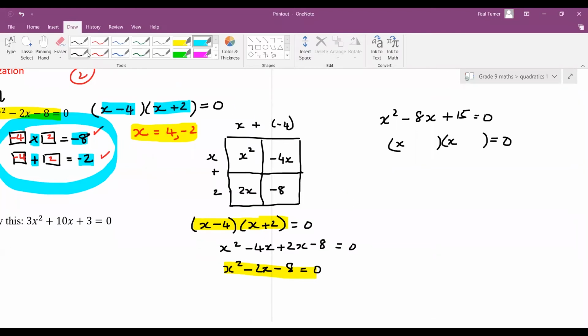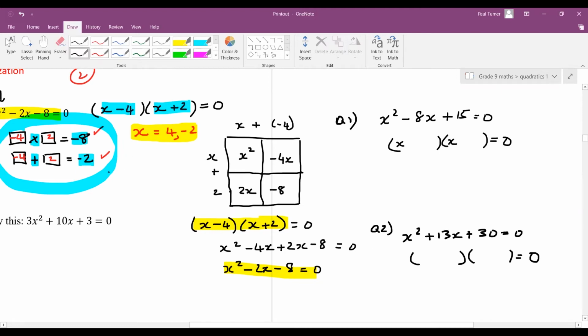And here's another one. X squared plus 13x plus 30 equals 0. So this is question 1. And this is question 2 here. So do those and see how you go with them. Not too hard. So try them using this method here. I put in the blue circle there. All right, I'll give you a few minutes.